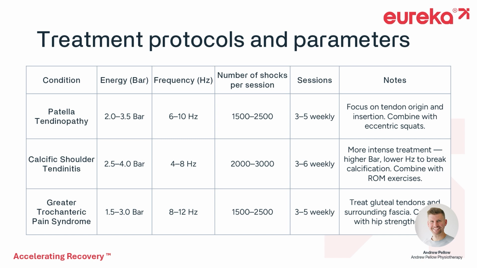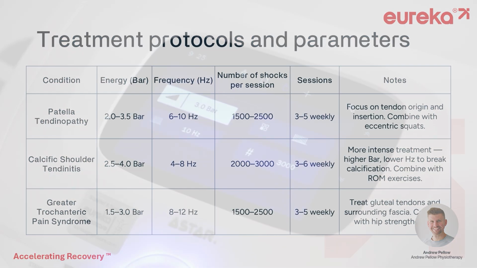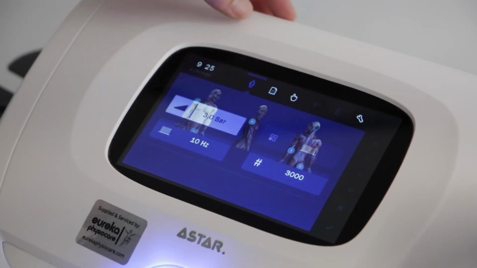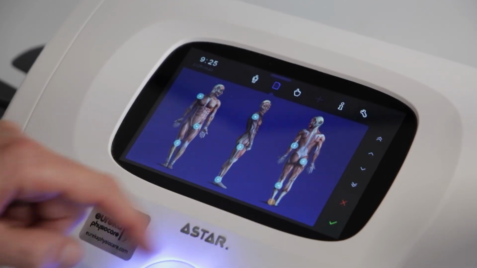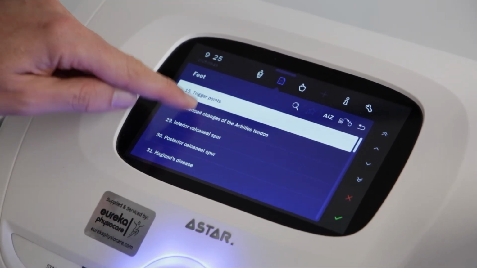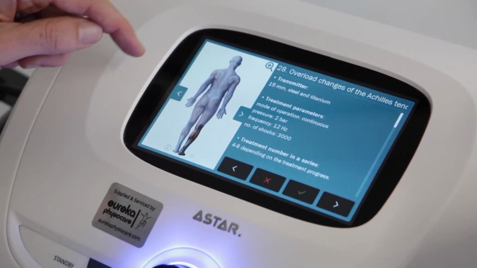Greater trochanteric pain syndrome. Use an energy of 1.5 to 3 bar and a frequency of 8 to 12 Hertz. Deliver 1500 to 2500 shocks in a session and treat the patient over 3 to 5 sessions. Use this to treat the gluteal tendon insertion sites onto the greater trochanter and combine the treatment with hip strengthening and general loading exercises.